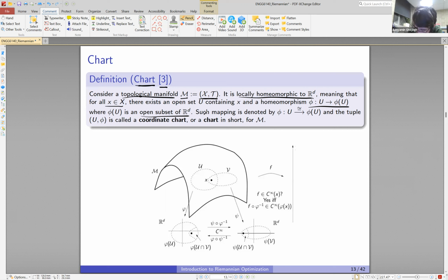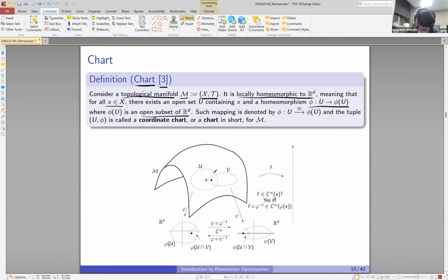So simply it means that consider this manifold M. For example, in this visualization, this manifold is locally 2D. D is 2 here, okay? Then consider a point x in this manifold.